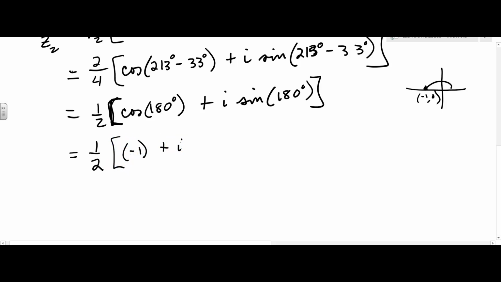Plus i, and the sine is going to be 0. You could do that with the graphs of the sine curve and cosine curve too. Might be easier to do it that way. Okay, so then what does this give us? Well, that's going to be 0, so you're going to have negative 1/2. That would be the answer.